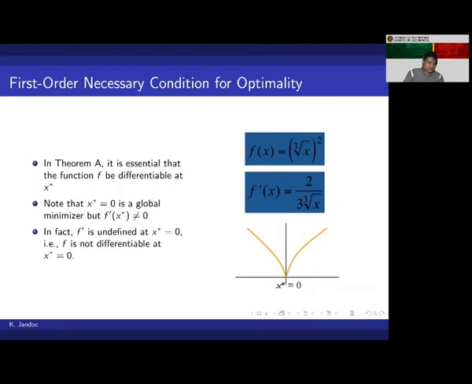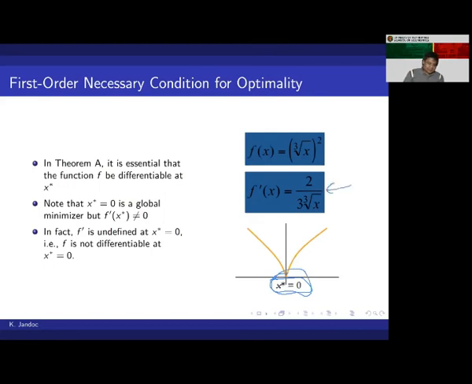So just a few caveats of the theorem that we had earlier. One essential point of the theorem is that the function f should be differentiable at the candidate optimizer x star. In this case, where we saw this in an example earlier, we had x star equals zero to be a global minimizer. However, the derivative f prime of x evaluated at this point is undefined, because the derivative is this one.